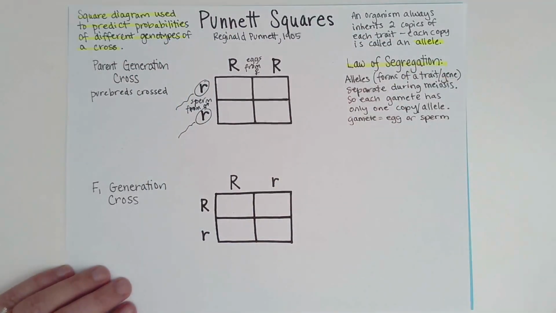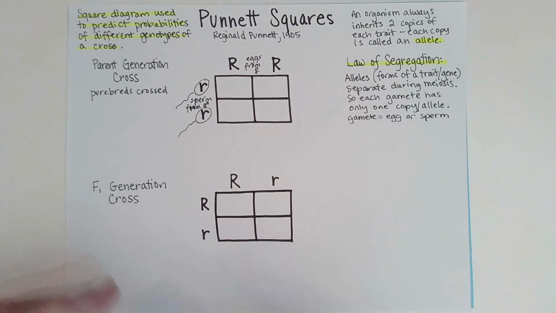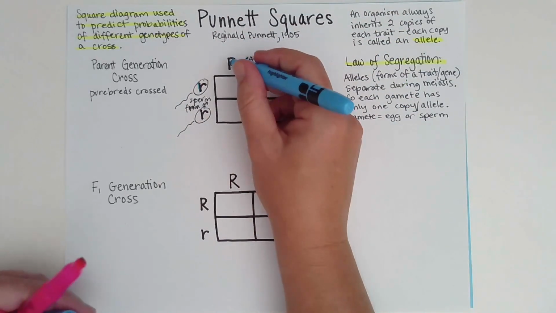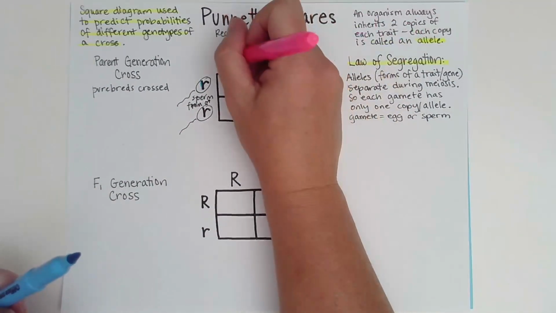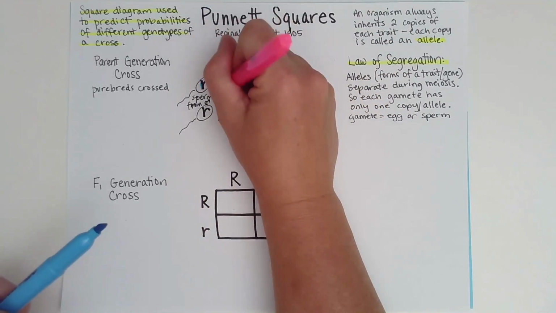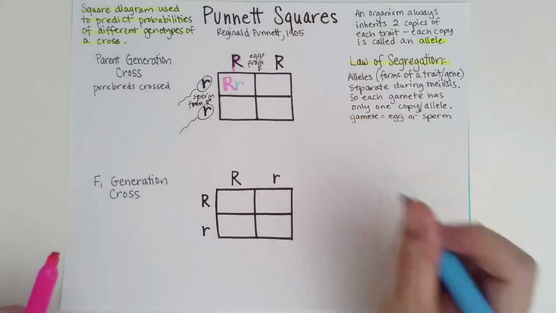So we're going to use pink for the eggs. So let's say that, and then blue for the sperm. So this sperm right here could fertilize this egg, and then we would represent that by putting them in the same box together. So see, we put this big R in here with this little r, like that, see?